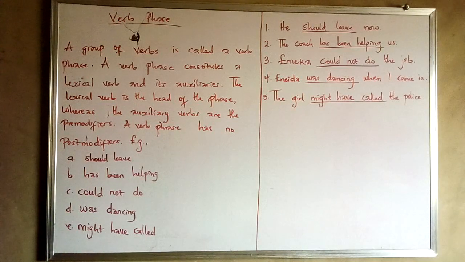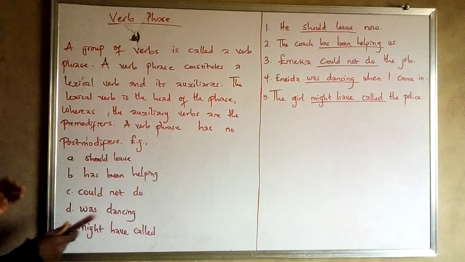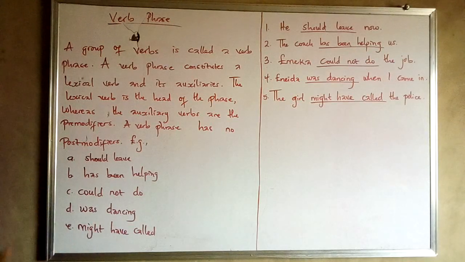The next one: was dancing. Dancing here is the head of the phrase because it is a lexical verb, or the only lexical verb in the phrase. While was here is an auxiliary verb, acting as a premodifier to the head of the phrase. And the last example is might have called. Called here is a lexical verb, which is also the head of the phrase. Might have together are acting as auxiliary verbs, which are acting as premodifiers to the head of the phrase, called. Together we have a verb phrase.